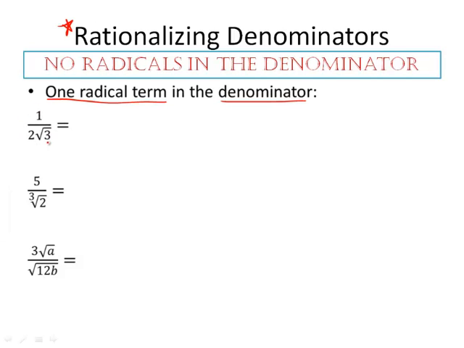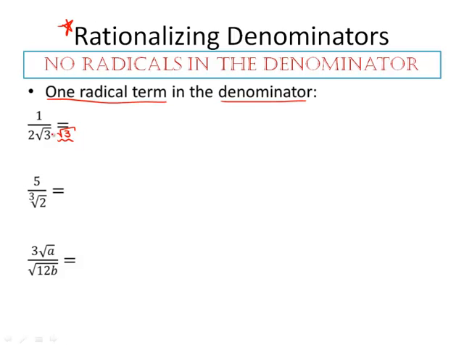take a moment and think about what you could multiply this root 3 by so that there's no root left anymore. Okay, if you've thought about it, you should be thinking that, yeah, root 3. If you multiply root 3 by root 3, what do you get? You get root 9, which is 3.